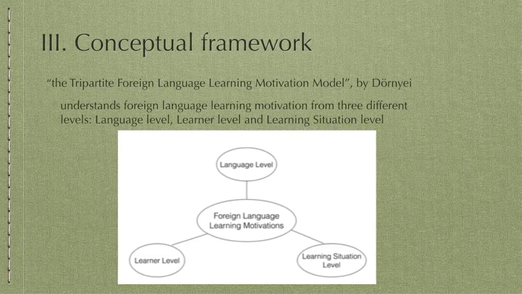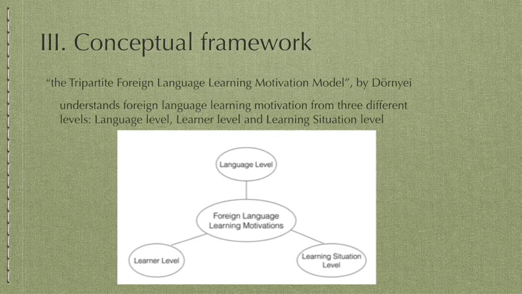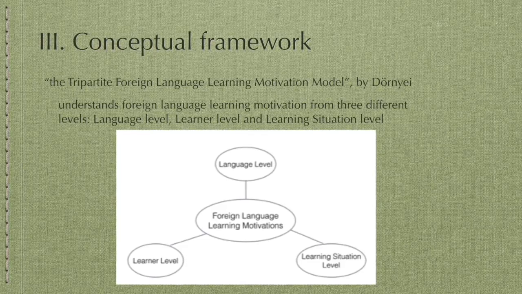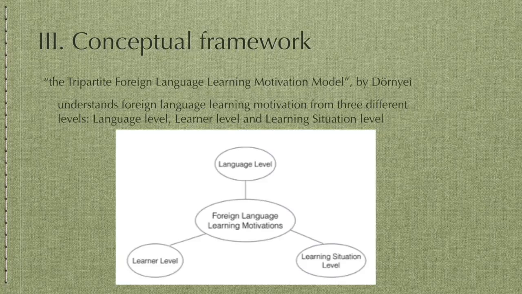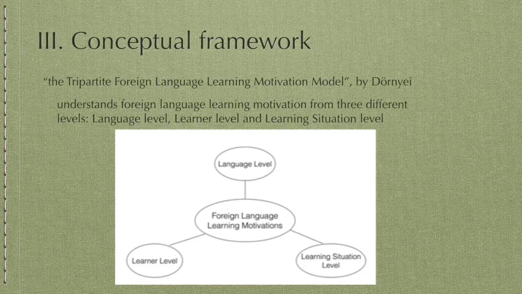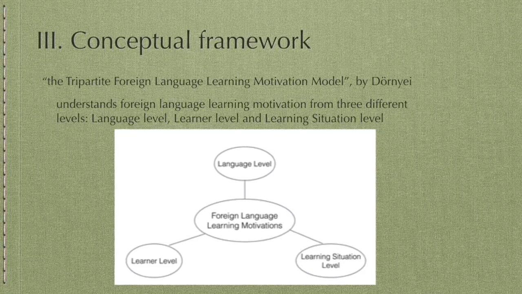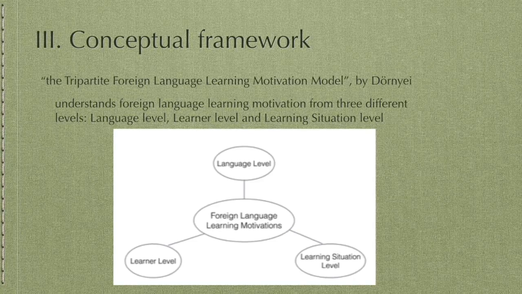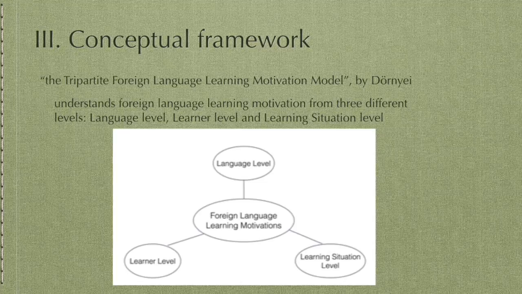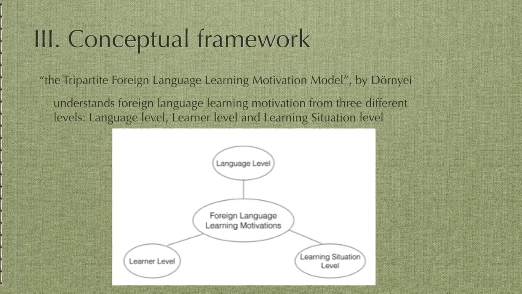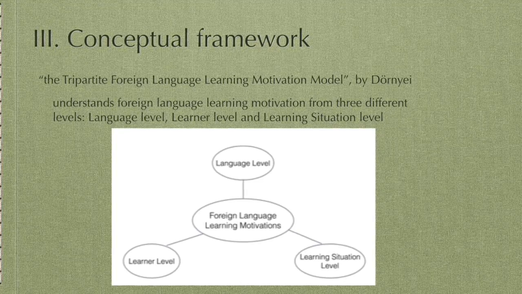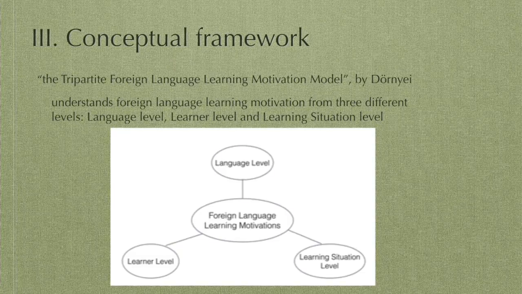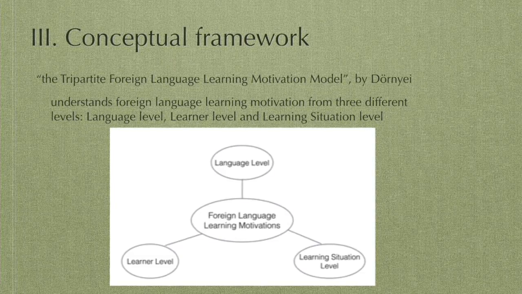At language level, the motivation is divided into integrative motivation and instrumental motivation. This is based on Gardner's socio-educational model of second language acquisition. Learners with integrative motivation learn language in order to better understand and integrate with the community where people speak this language. Learners with instrumental motivation usually learn the language because of some practical reasons, for example, to search for a job.